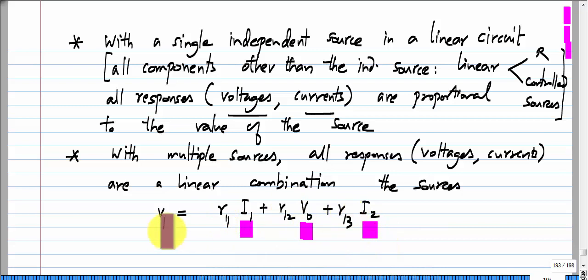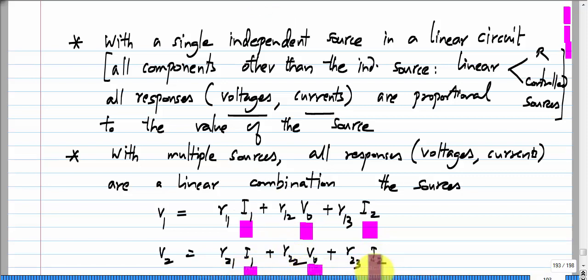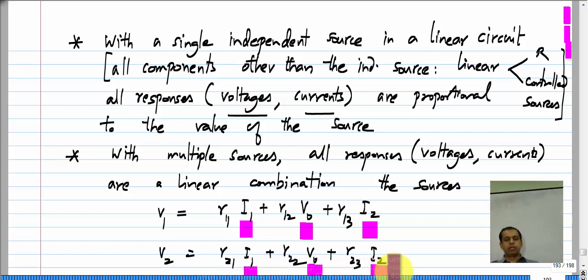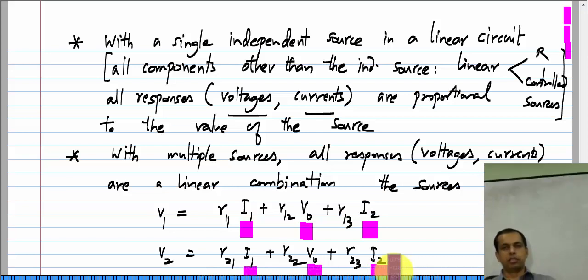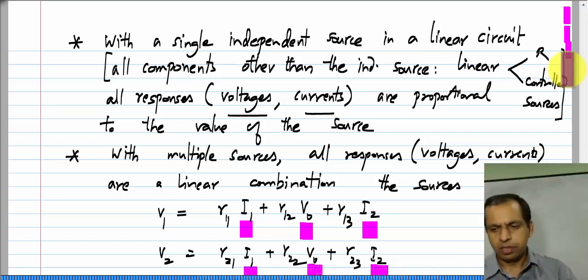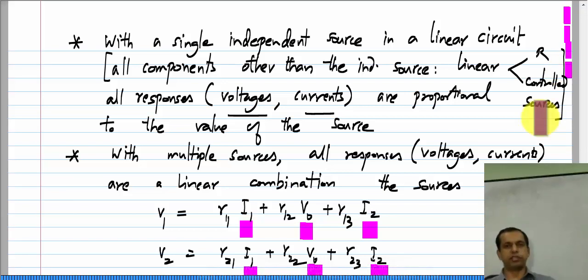The proportionality constants will be different for different quantities. If we take some other quantity, let us say the second node voltage V2, it will be R21 I1 plus R22 V0 plus R23 I2. Okay. So, it is also a linear combination of I1, V0 and I2. Okay. So, this is something again you have to keep in mind, that if you have multiple sources, every quantity in the circuit, and by quantities I mean voltages and currents, not power specifically, each one will be a linear combination of all the independent source values. Okay. So, you can use that fact also to find the solution in certain circuits in certain situations.